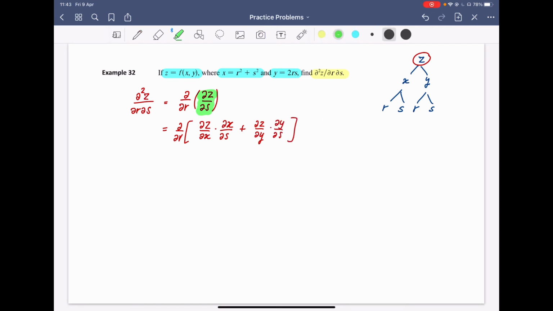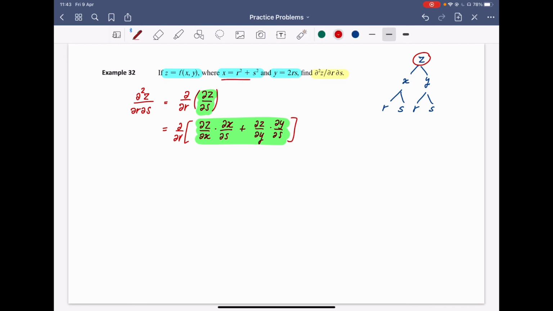Well, what I just did here, the thing that I highlight in green, this is just the chain rule. By looking at the diagram, I just use the chain rule here. I didn't do anything other than that. And then after that, let's simplify a little bit.